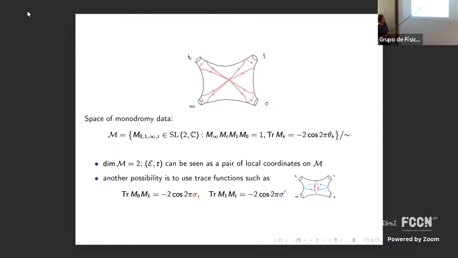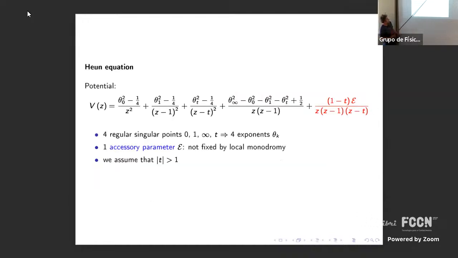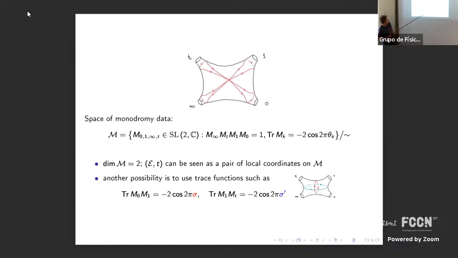Now, we can also introduce the space of monodromy data for this Heun equation. It consists of a four-tuple of SL2 monodromy matrices that multiply up to 1, whose eigenvalues are fixed, and these matrices have to be considered up to overall conjugation. It is not very difficult to convince yourself that this space is actually two-dimensional. There are different ways to introduce local coordinates on it. One choice of coordinates could be this epsilon and t, which appear in our differential equation. Another possibility is to use these trace functions.